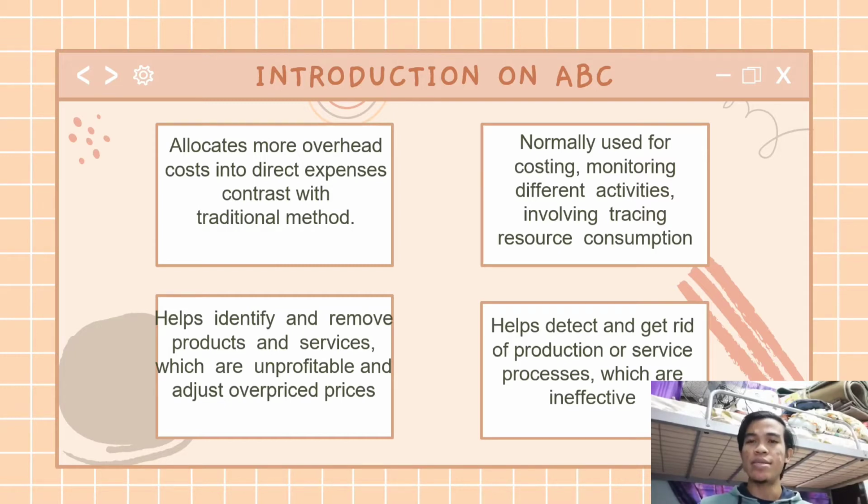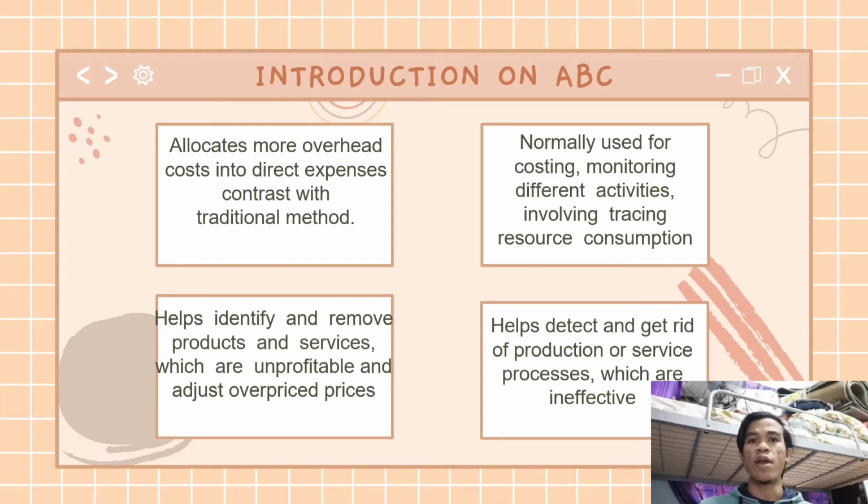The ABC method is normally used for costing as well as monitoring different activities which are involved in tracing resource consumption. Resources in this method are categorized into different activities, and activities are divided into various cost objects according to consumption estimates. The implementation of the ABC method helps identify and remove products and services which are unprofitable and possibly adjust the prices of the products and services which are overpriced.